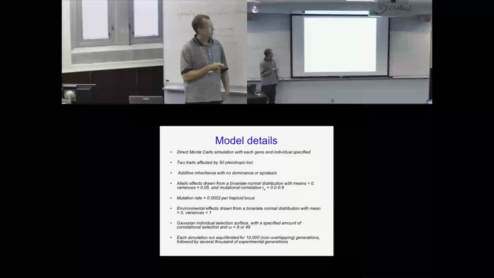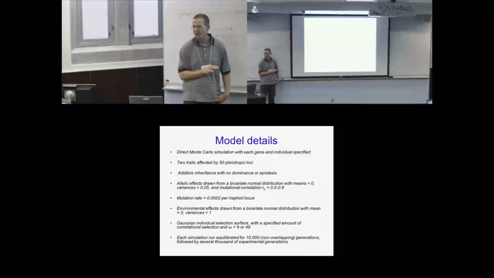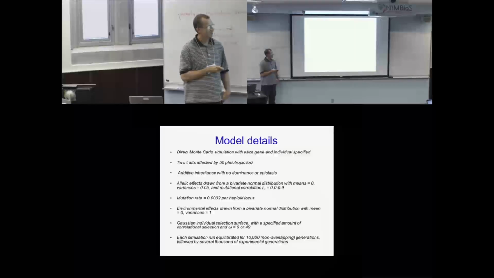There's a mutation rate. We use a relatively high mutation rate so that we can actually maintain genetic variation in these populations. For a reasonable population size, if you use realistic mutation rates, you don't maintain realistic levels of genetic variation. Why that is the case is still a little bit of a mystery, and that's something that people could try to figure out if they feel inclined to do that.